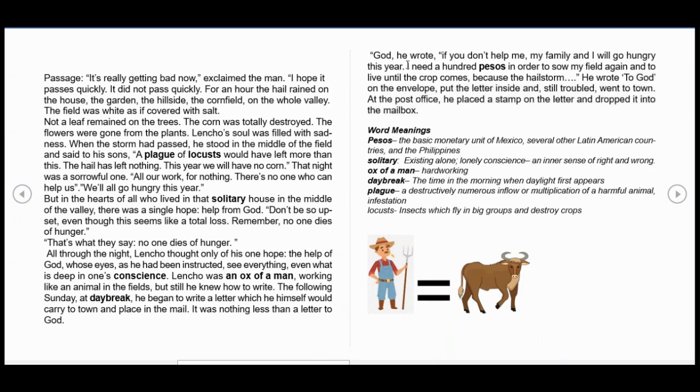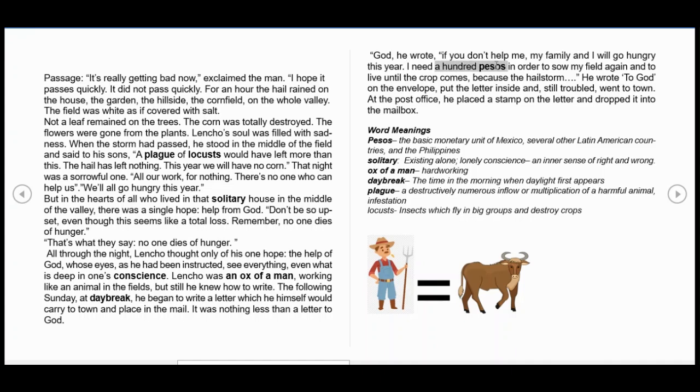And he's such an innocent, naive person who thinks that if he writes to God, God is going to help him, that the letter would reach God. And hence he prays to God in the letter. He pleads that if you will not help us, me and my family are going to die of hunger. And he's asking for 100 pesos.